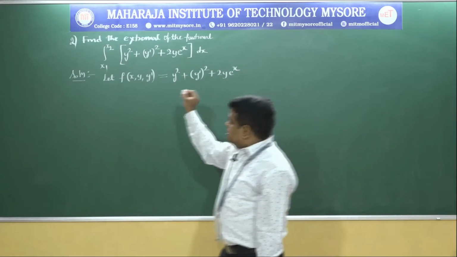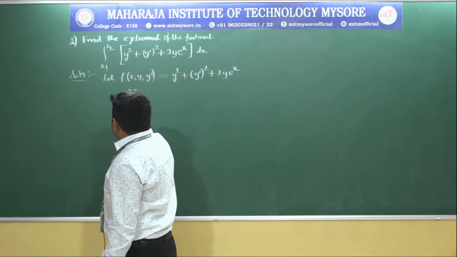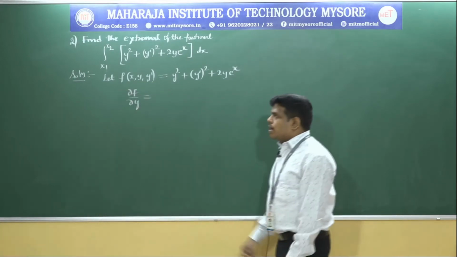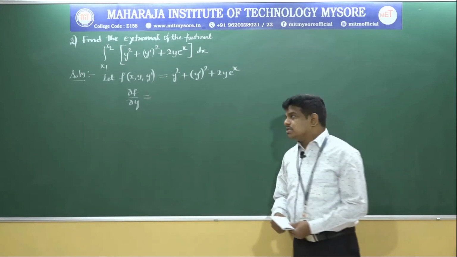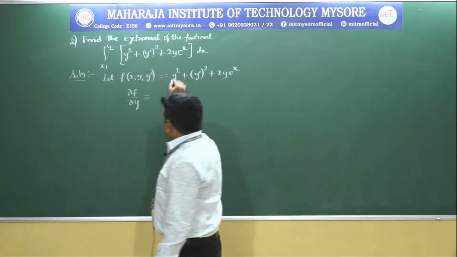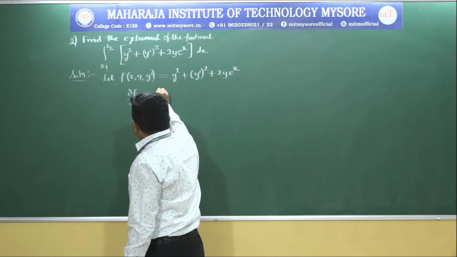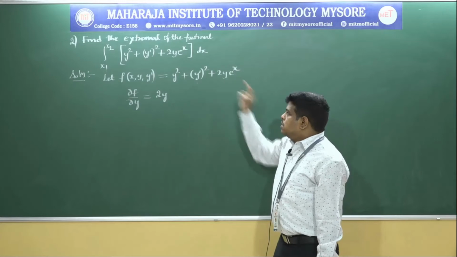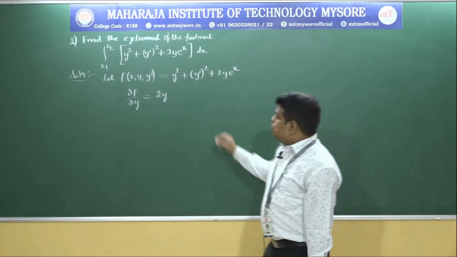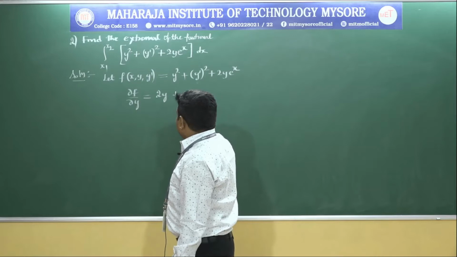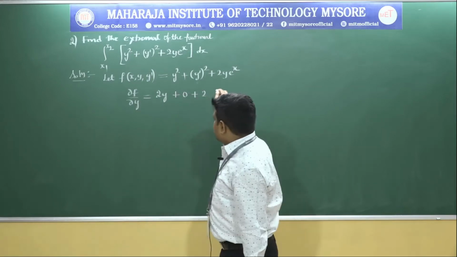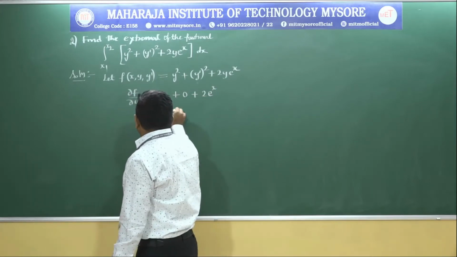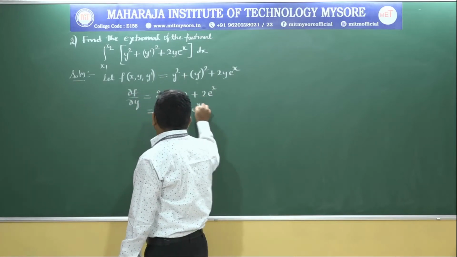Next, partially differentiating f with respect to y. When you are differentiating f with respect to y, we need to treat x and y dash as constant. That is, you get derivative of y square is 2y. Since y dash is constant, second term becomes 0. In the last term, we have 2y e power x. On differentiating with respect to y, you get 2 e power x. That is nothing but 2y plus 2 e power x.